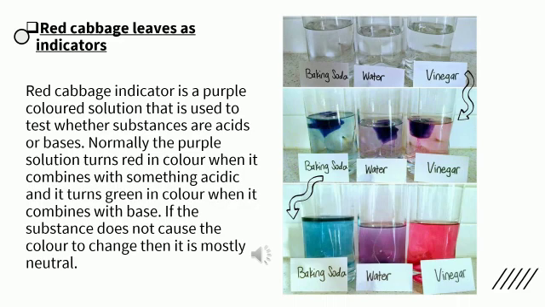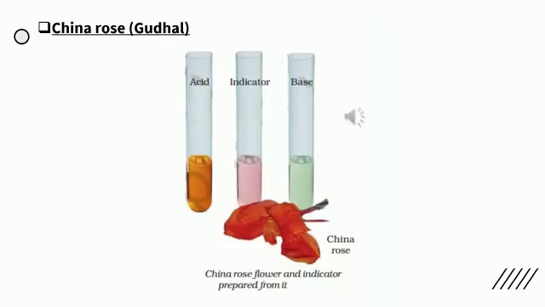And this red cabbage leaves act as a natural indicator. Okay, so next is China rose, or otherwise it is called gudal. And this concept you people have studied in 7th standard itself. And this China rose flowers, usually we are making use of only petals here.